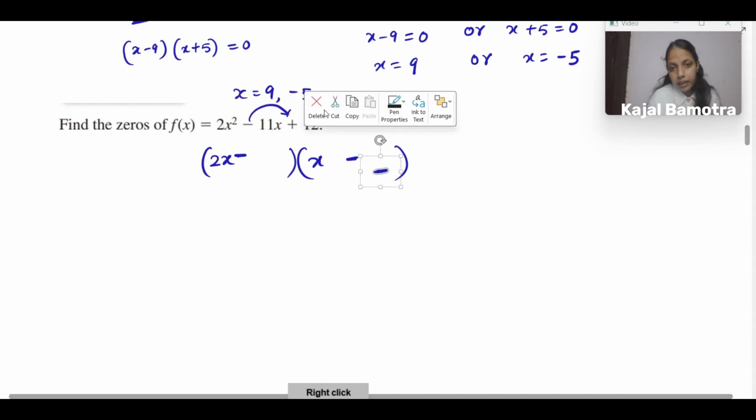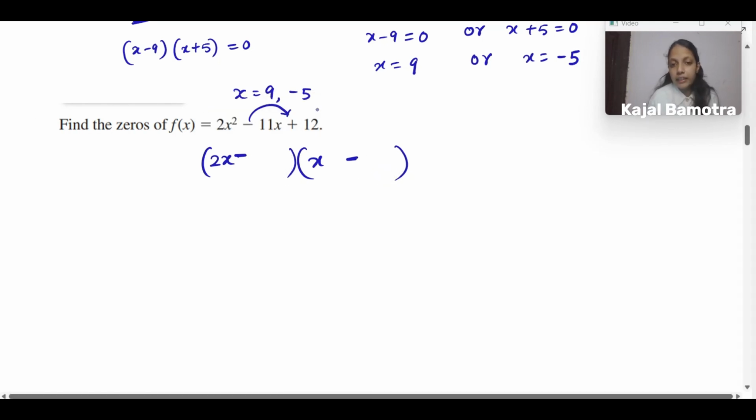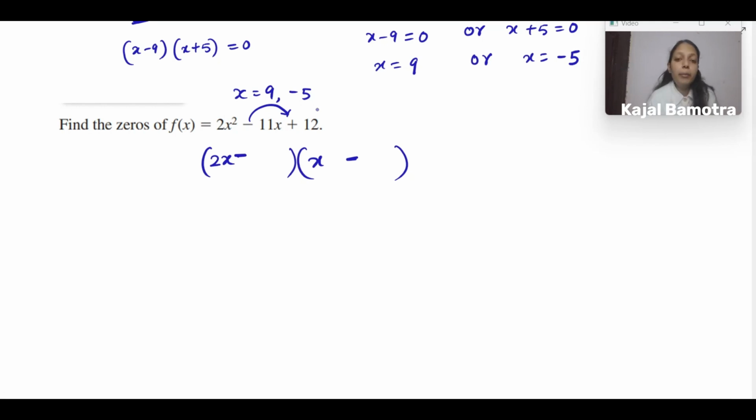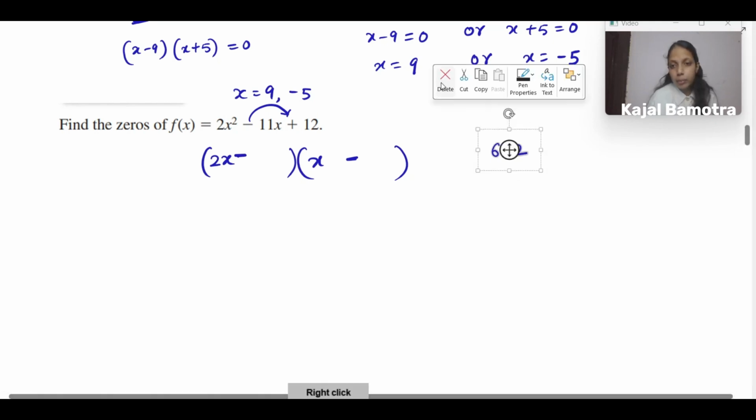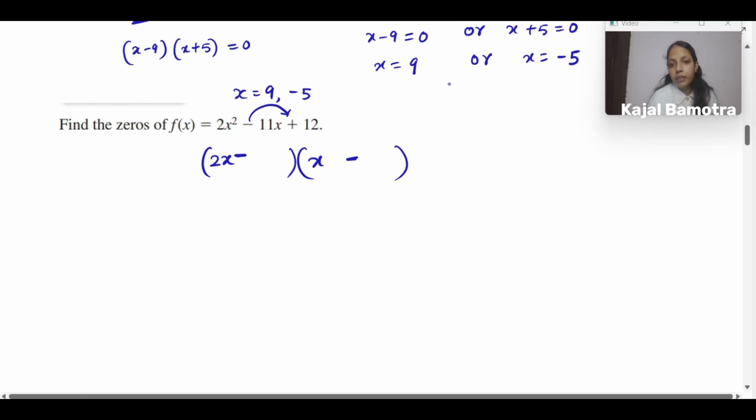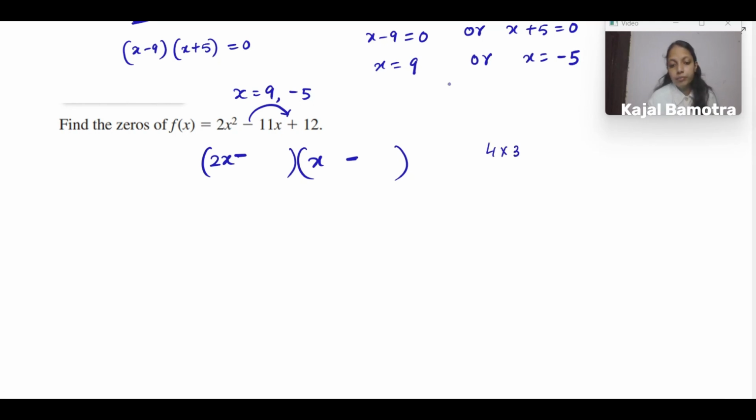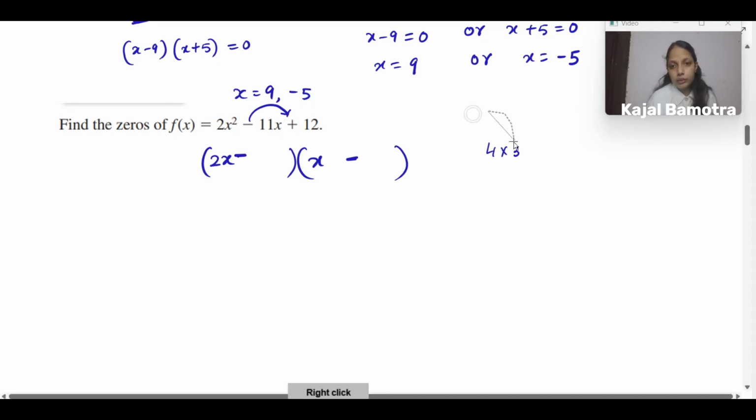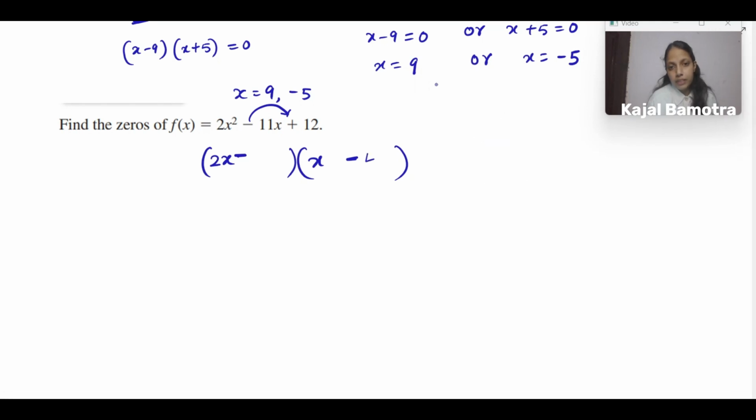First term, 2x minus something. The next factor will be x minus something. And when you get product 12, you get 6 and 2, or any other; 4 3s are 12. So let's try this, if this is 4, this is 3.